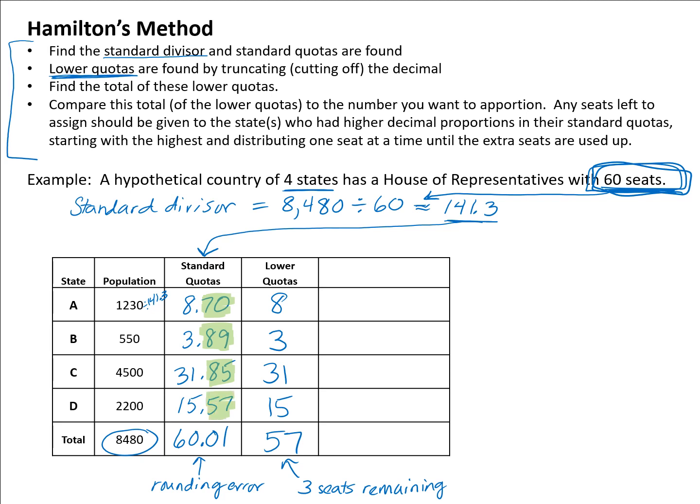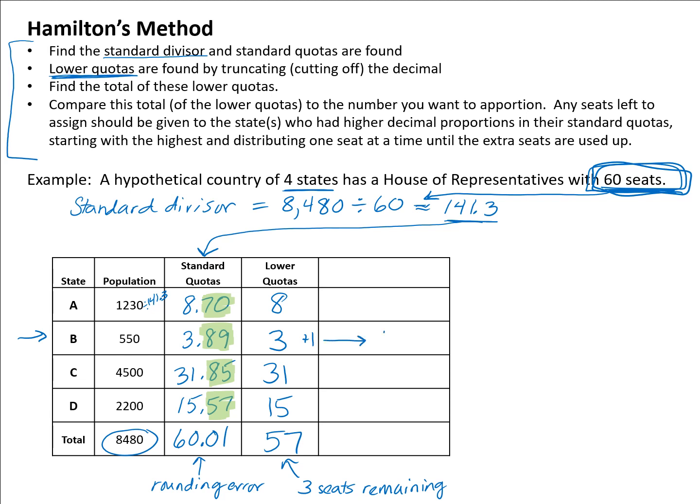What Hamilton said is, isn't it just fair to give whoever has the highest decimal an extra seat? And people thought, hey, yeah, that makes sense. So in this example, state B has the highest decimal. 0.89 is higher than 0.70 or 0.85 or 0.57. So state B gets 1 extra seat. The idea is you give 1 more to that state.